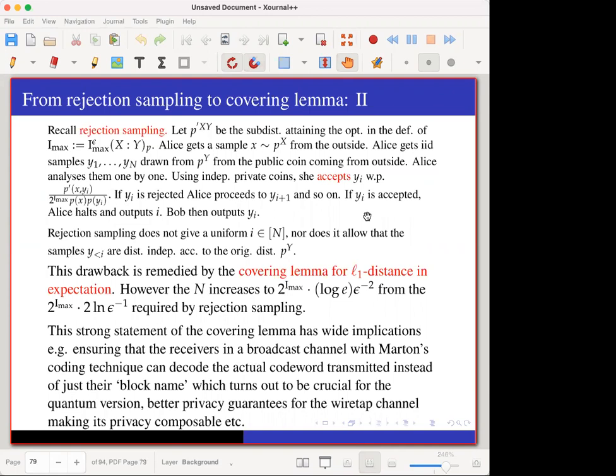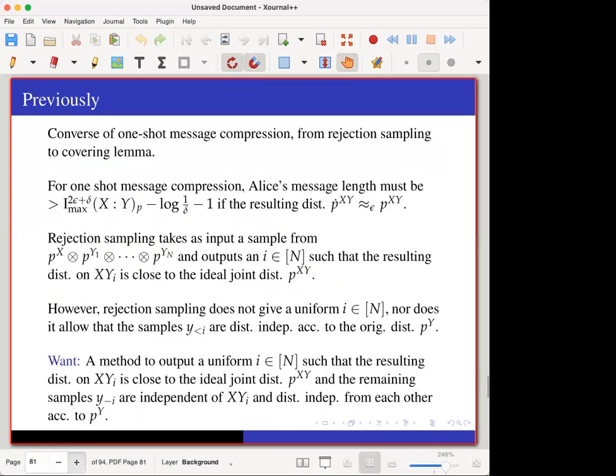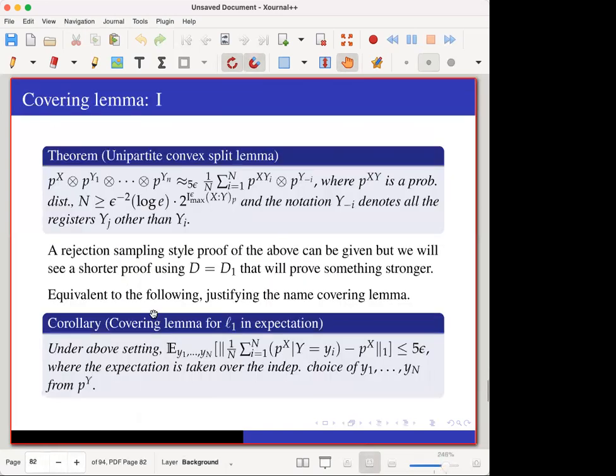I want a more sophisticated sampling procedure where all that happens is that X and Y get correlated. I is uniform, and that's it. So how do we do it? We'll come to it in a couple of slides. But before that, we should be sure that this is even possible.